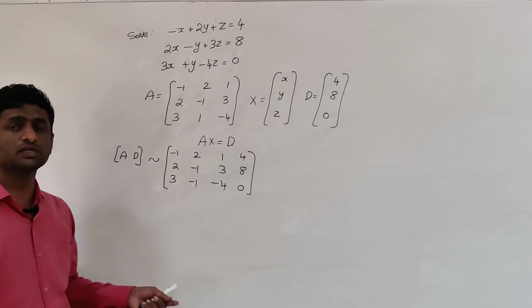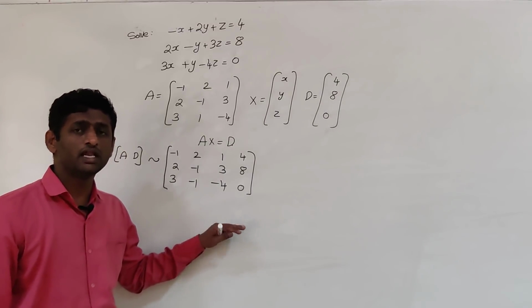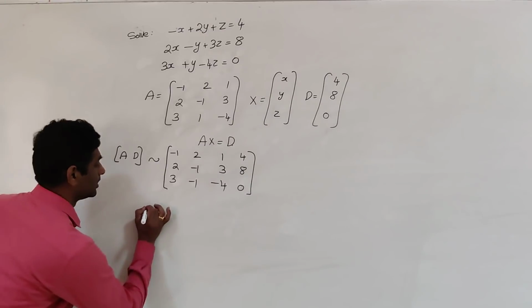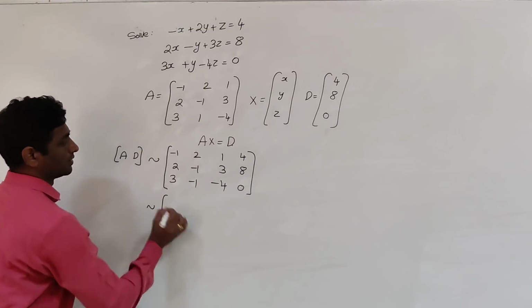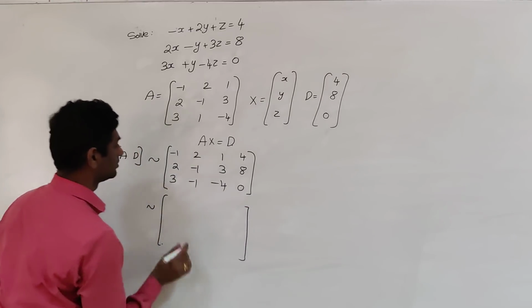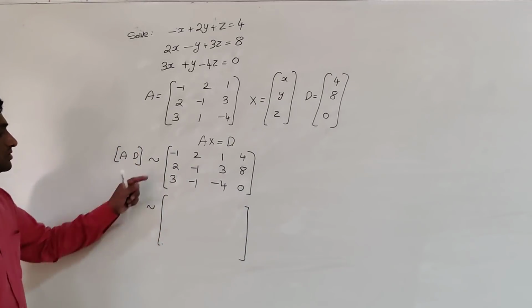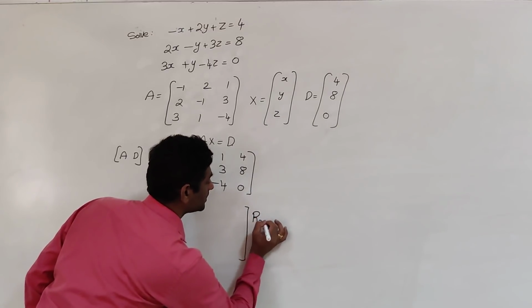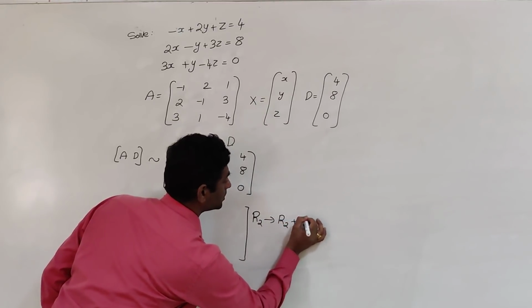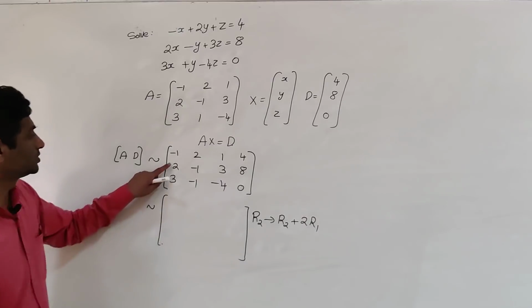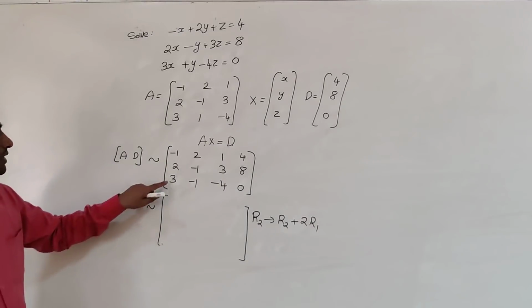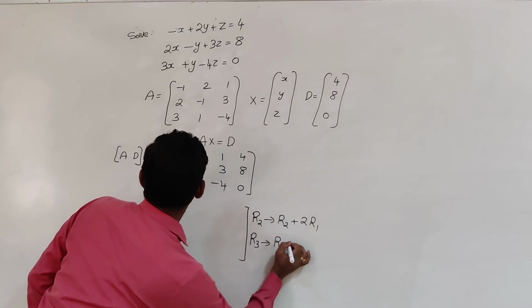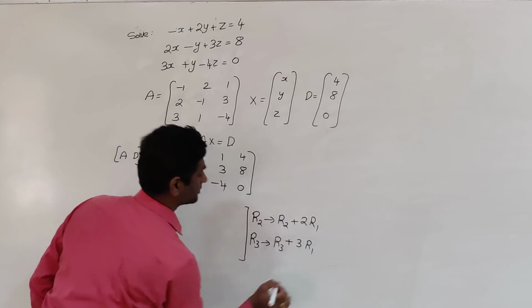So rank means we have to, by applying elementary operations, convert the matrix into echelon form. So what is the operation? Here 2 is there, which we can replace with 0. R2 is replaced with R2 plus 2 times R1, because 2 and -2 become 0. Next, R3 is replaced with R3 plus 3 times R1.